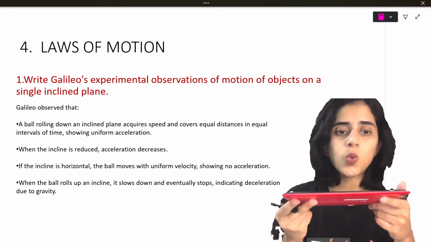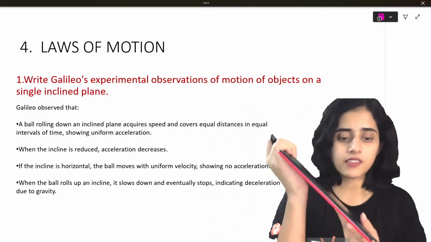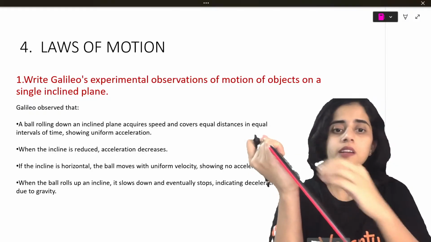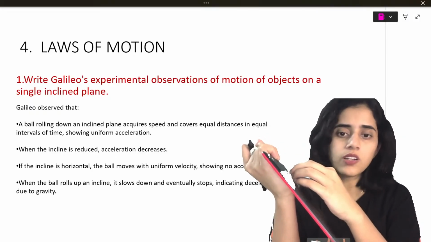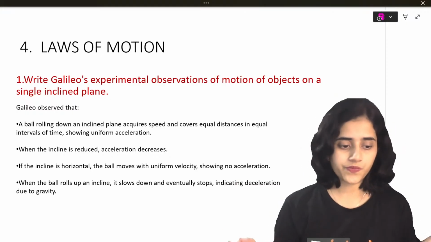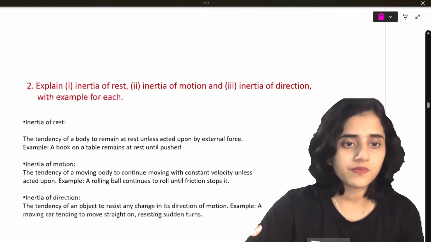Now when the ball rolls up an incline, what will happen? This was all for balls coming down. If the ball is going up, after some time it will slow down and it will come back because of gravity. Okay? These are the different laws.